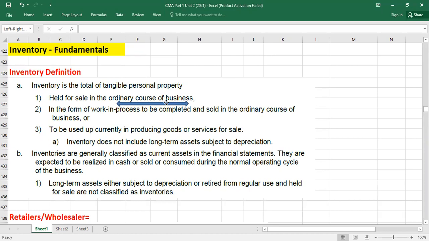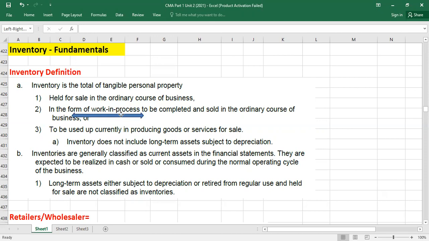Second point, your tangible personal property, I mean inventory, could also be in the form of work in process. For example, if you are a manufacturing business, by the end of the year you might have certain items in your production line which are not yet completed. So those items which are currently work in process, which will be completed and sold in the ordinary course of business, are also called your inventory.